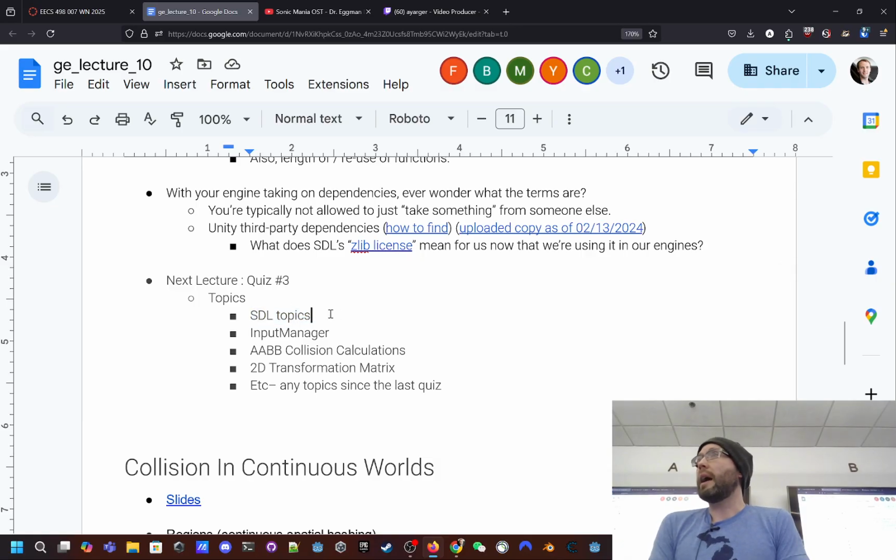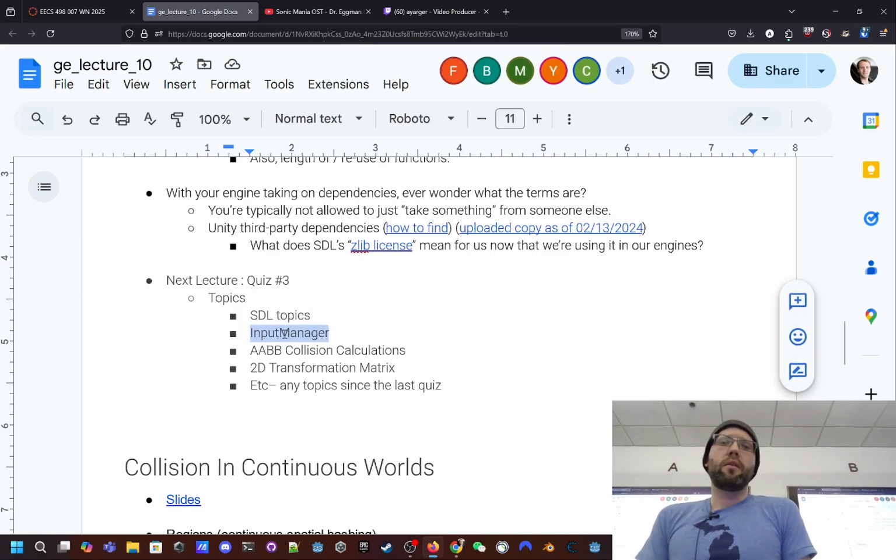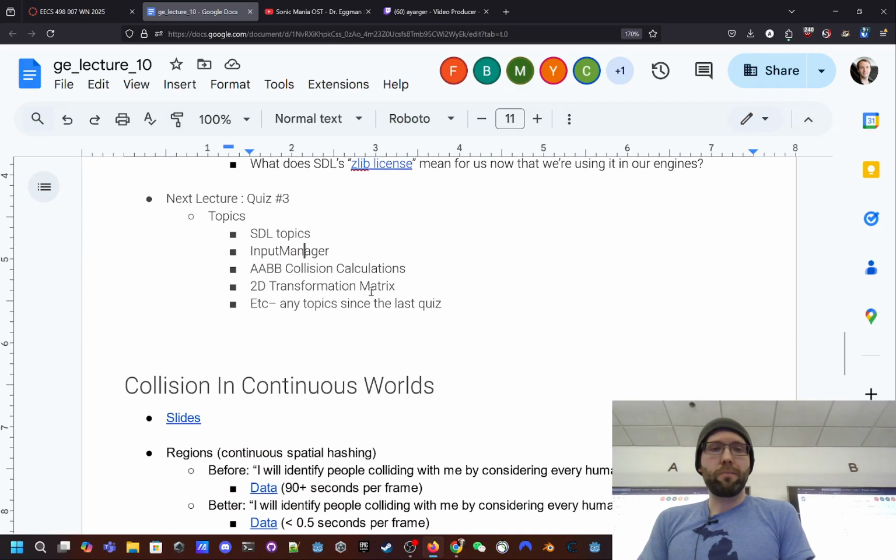What we're going to be covering are SDL topics. If you are finishing homework 5 and midway through part 6, I think you're going to be in pretty good shape. You probably want to review the input manager a little bit that we talked about last lecture. We're going to talk today about axis-aligned bounding box collision calculations.